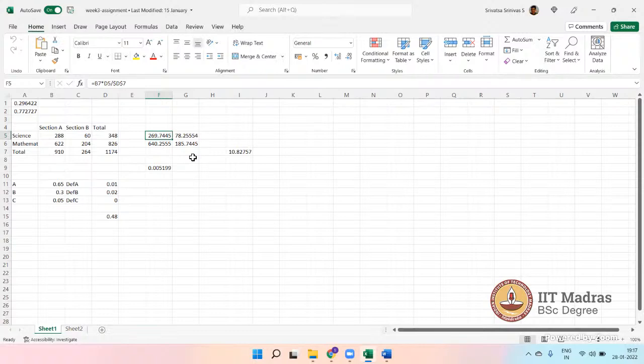But significance is that alpha value at, let's say, 95% significant or 5% significance of 0.05. Alpha is equal to 0.05. At that level of significance, if this difference of, let's say, 269 with 288, 78 with 68, 640 with 622, 185 with 204, is that valid or not? Can I say with confidence that I'm going to reject the null or accept the null? So that is where it comes into the question.